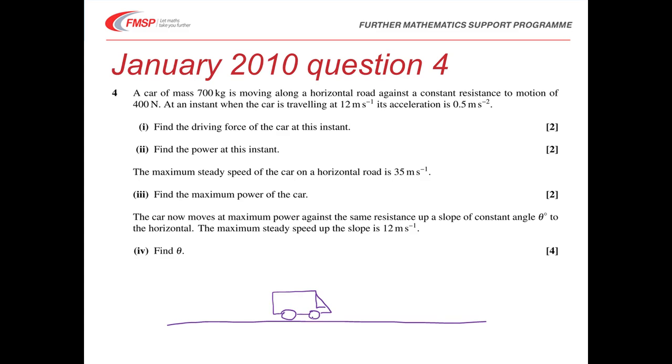Afraid I'm not very good at drawing vehicles, but here is a vehicle. This is the car of 700 kilograms. It's therefore got a weight of 700 g-newtons and a corresponding resistance force stopping it sinking through the road. But all the forces we need to consider are the horizontal ones. A driving force which for convenience I'll show out to the right. It's not really coming out of the windscreen, but we imagine that force acting forwards, and then what we're told is a constant resistance to motion of 400 newtons.